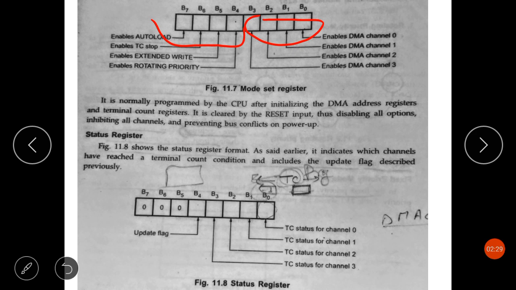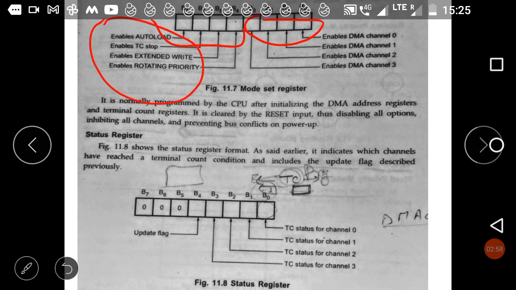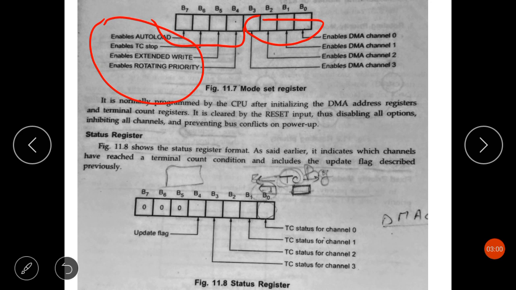It is normally programmed by the microprocessor after initializing the DMA address registers and terminal count register, and it is cleared by the reset input, thus disabling all options, inhibiting all channels and preventing bus conflicts on power up. As I have told you, the most significant 4 bits allow 4 different options. What are these options? I will be discussing them in detail in later slides.